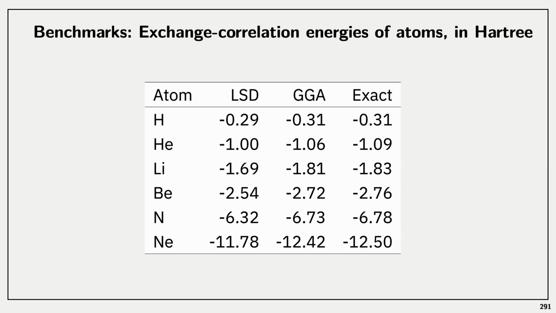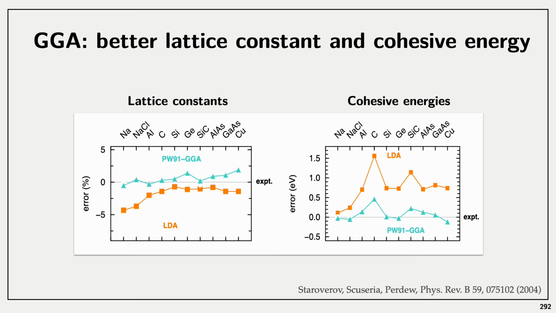So I mentioned to you that GGA is an improvement for lattice constants and cohesive energies, for example. And you can see here an example comparing with experiment. So let's focus on the left-hand side, on the lattice constant here. The experiment is shown as a straight line.